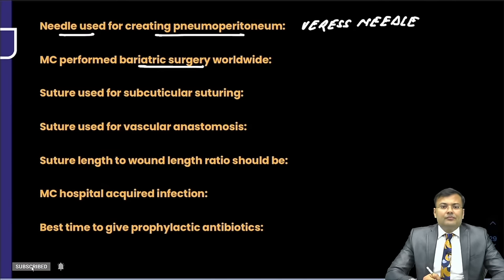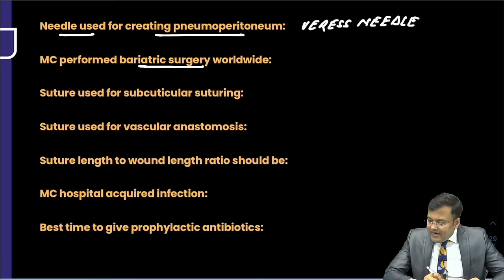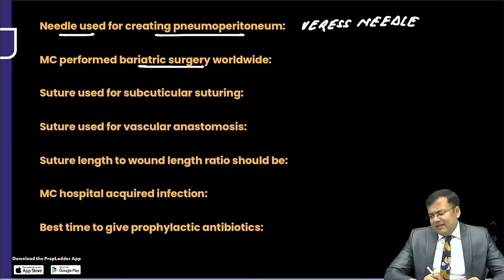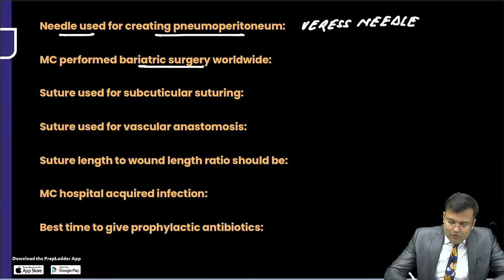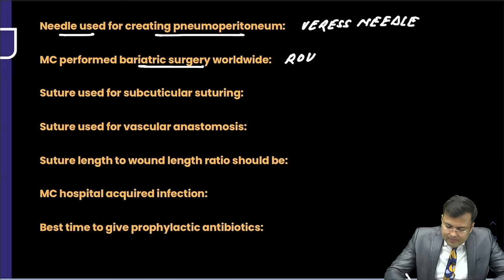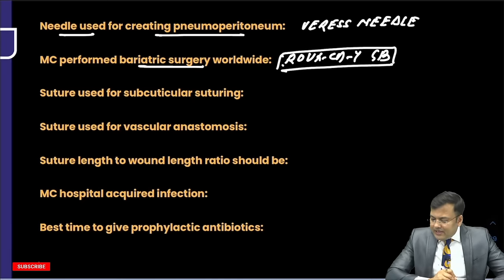Sorry, tell me. Most commonly performed bariatric surgery worldwide. Tell me, guys. Bariatric surgery, it is not sleeve gastrectomy, because sleeve gastrectomy is not an isolated procedure. It is combined with others. If you see the Harrison, it is RYGB. Roux-en-Y gastric bypass. Okay? Roux-en-Y gastric bypass.